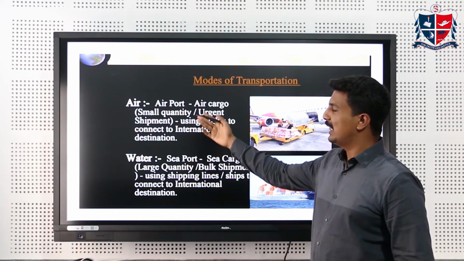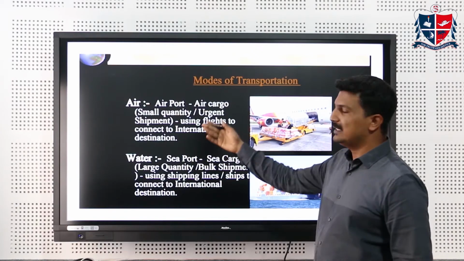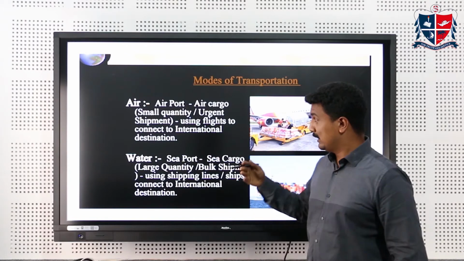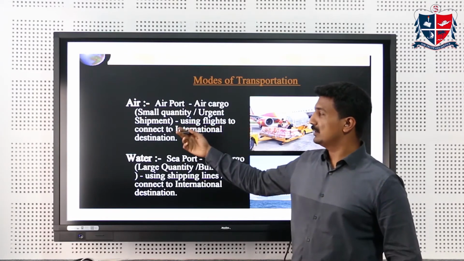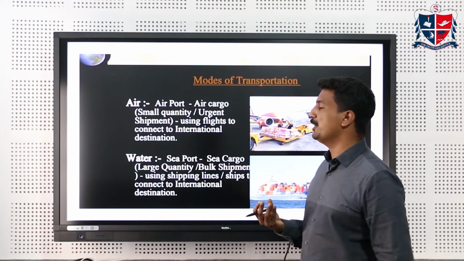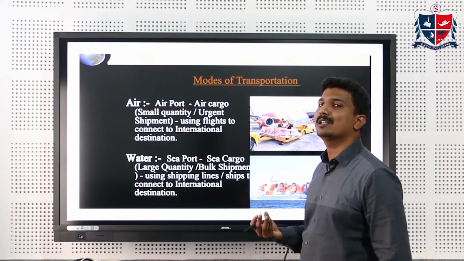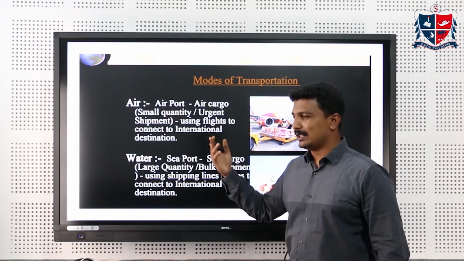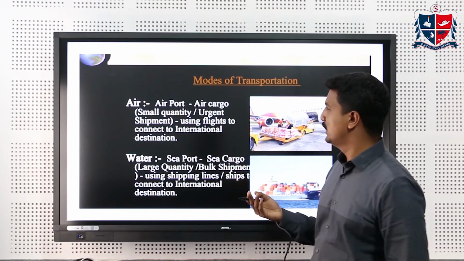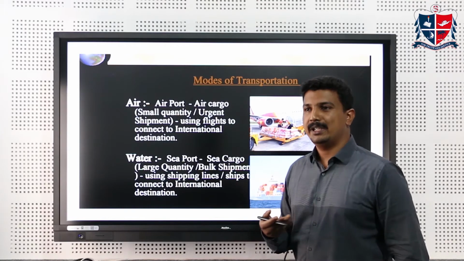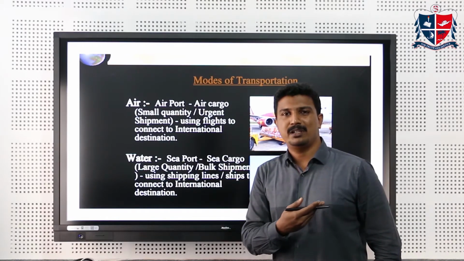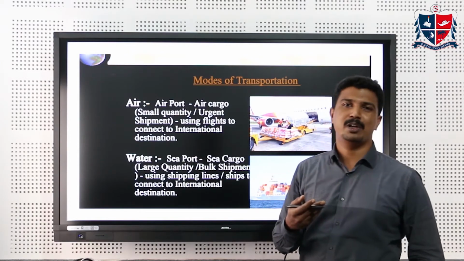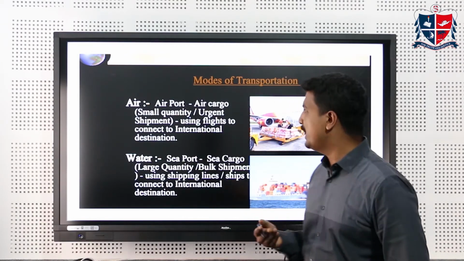The first one is air. The mode of transportation air means airports. We have airport infrastructure to handle air cargo. When we take air cargo into account, the quantity will be very small, and the cargo characteristics will be very urgent also, like medicines and perishable cargoes. For example, from Cochin, most of the cargoes we ship to Dubai are perishable cargoes like vegetables, fish, meat, like that.